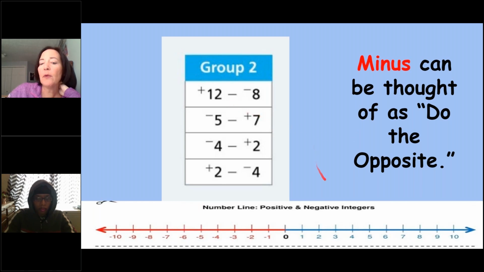Except we would be going to the right. So we're at 12 and the numbers are getting bigger. So if I went 8 jumps to the right, what would I end up at?